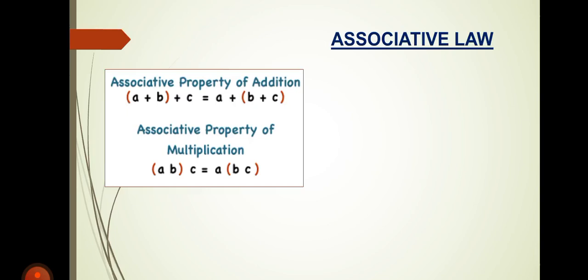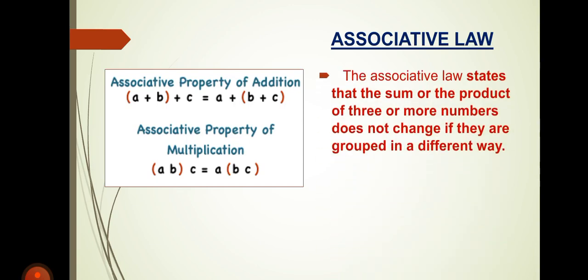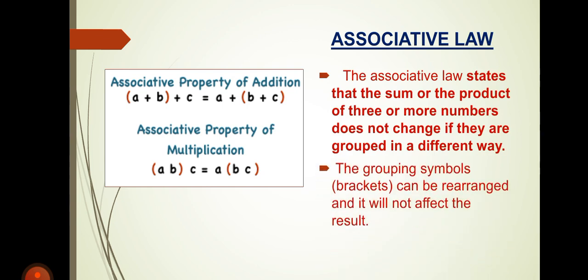Now we will define the associative law. So the associative law states that the sum or the product of 3 or more numbers does not change if they are grouped in a different way. The grouping symbols are represented as the brackets and they can be rearranged, and it will not affect our result.